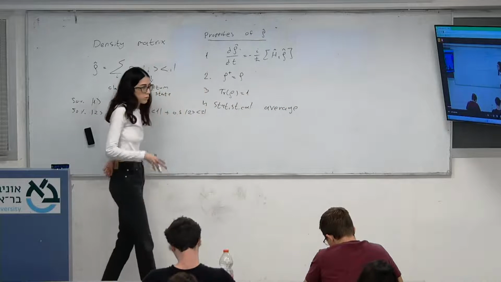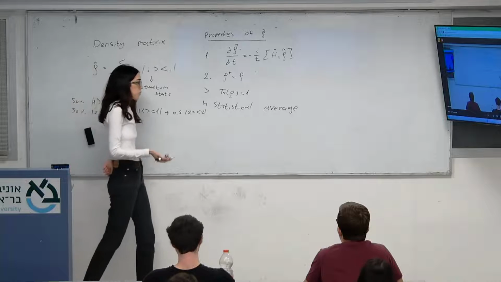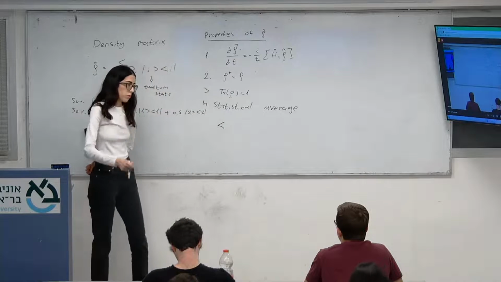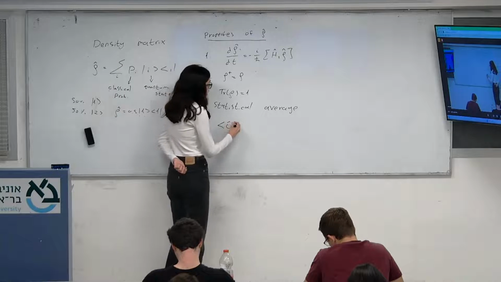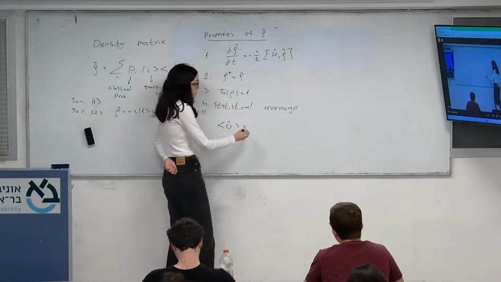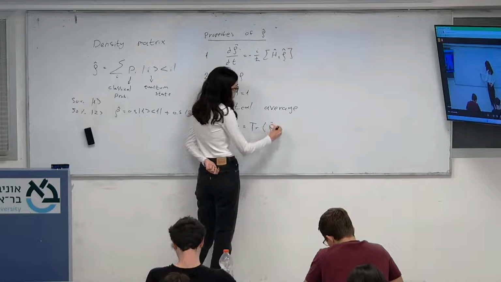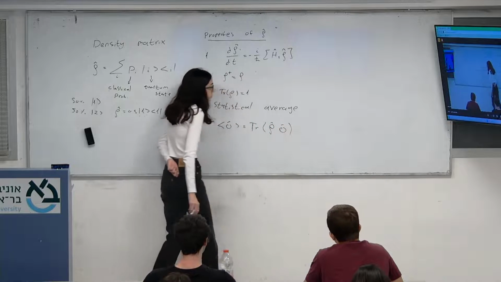So in the same way that we do in quantum mechanics, if we want to look at the measurement of some operator, we have an operator, let's call it O. So this is going to be calculated using the trace of rho multiplied by O.